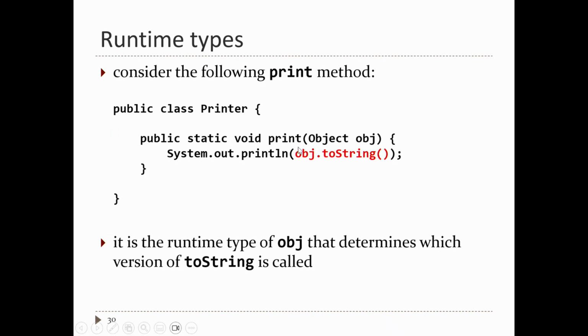So here's a print method. It takes in any argument, and the declared type of the argument is Object. So this method will take in any object reference. Internally, it uses obj.toString. That's legal. Object has a toString method, so that's fine. What version of toString do you get? You get the runtime type of whatever obj happens to be.